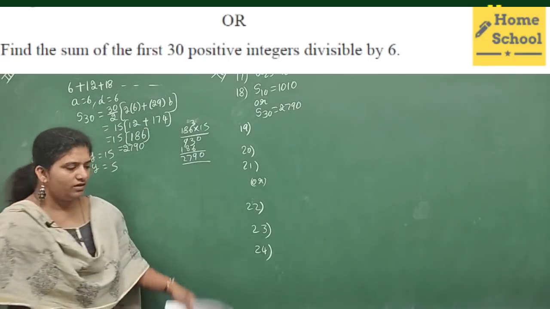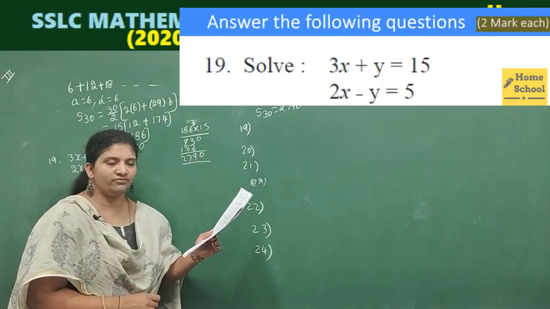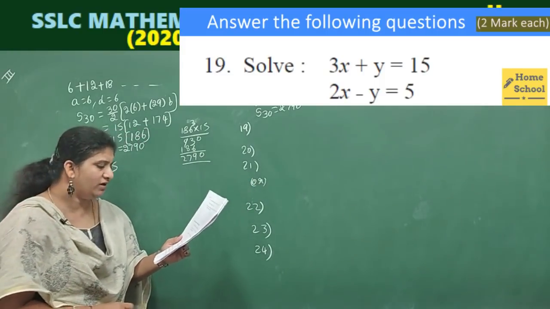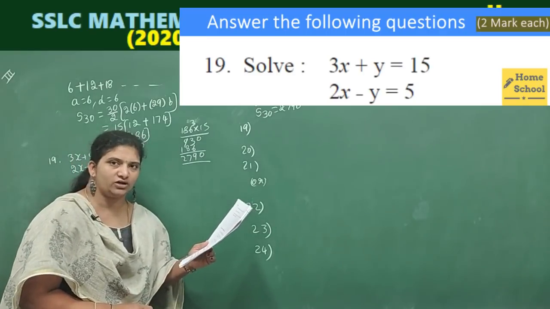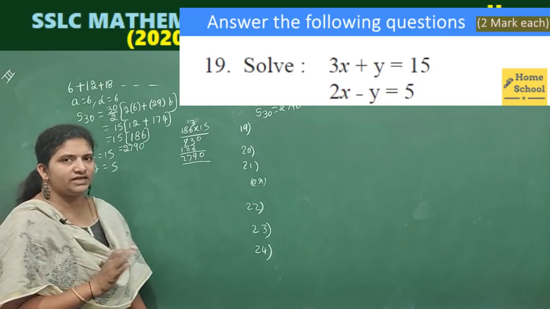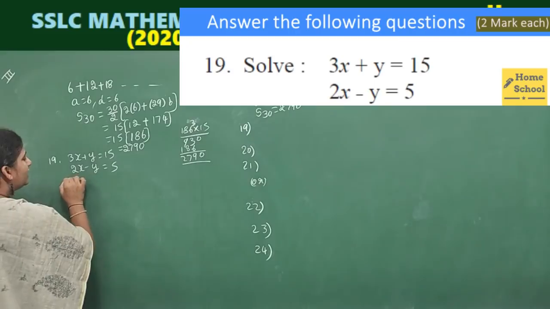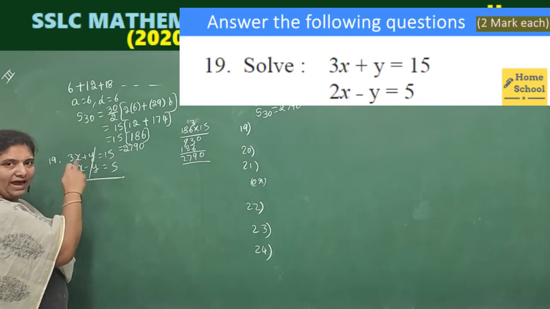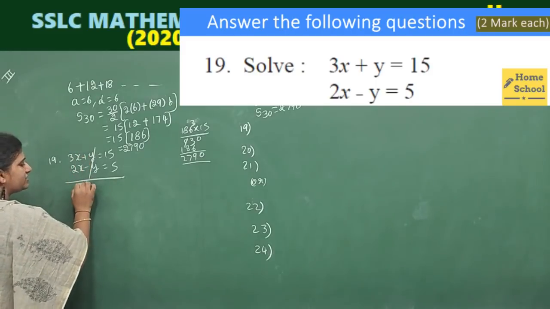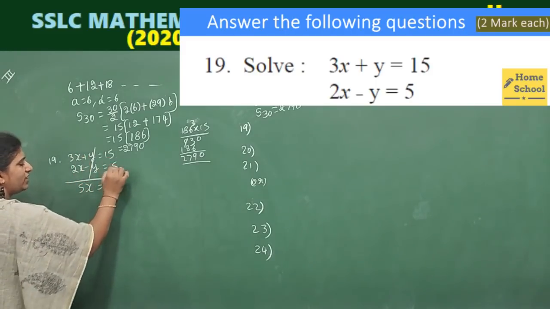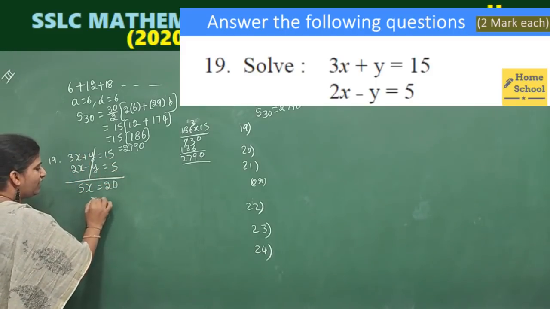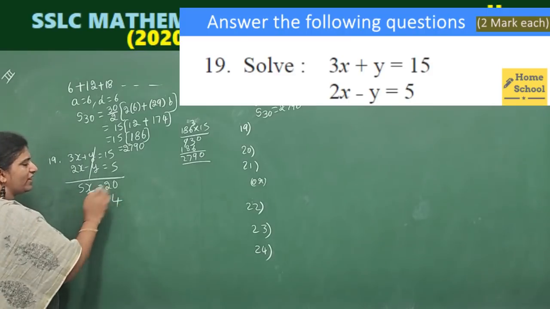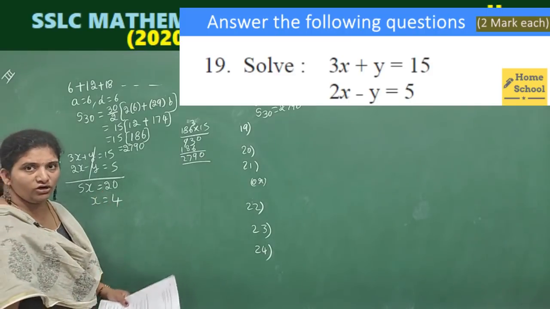19th problem. Solve 3x plus y is equal to 15, 2x minus y is equal to 5. They have said any method you can use. Let me go with the elimination method. Plus y minus y cancel. Add the two equations. 3x plus 2x will be 5x. 15 plus 5 will be 20. X is equal to 4. 5 4s are 20. X is equal to 4.